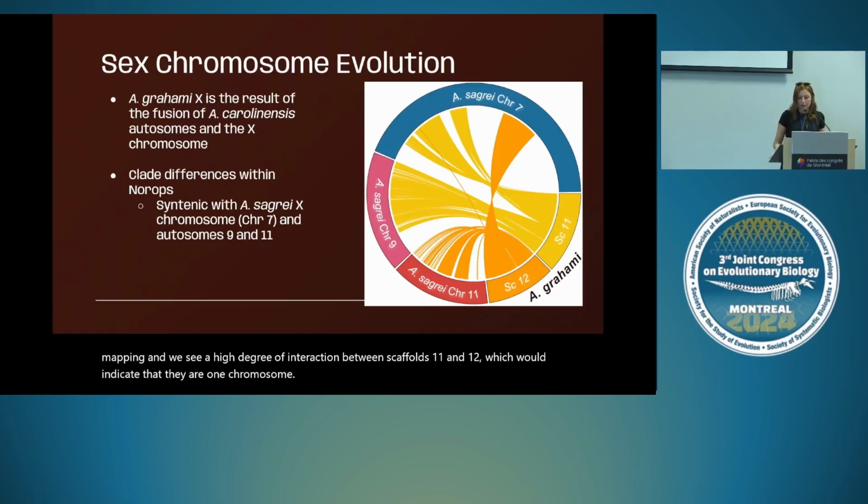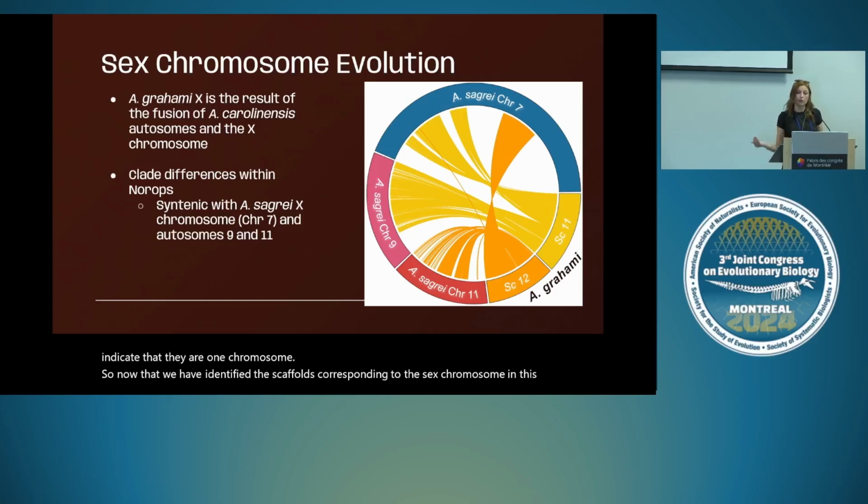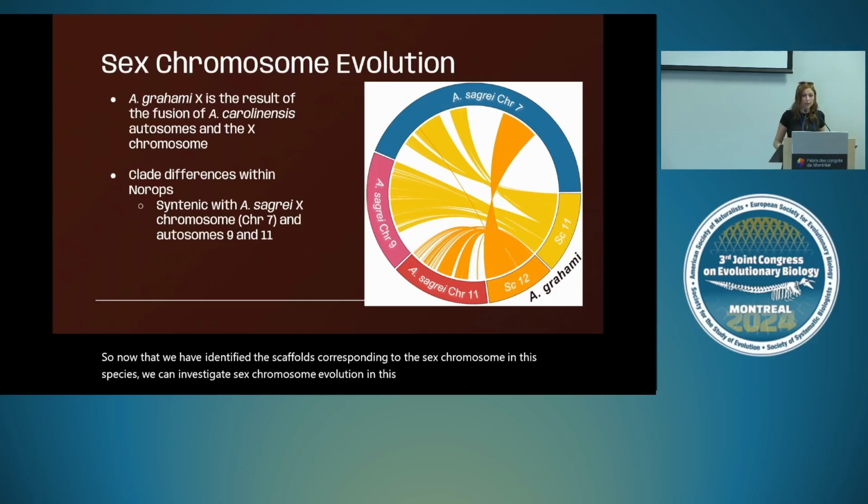So now that we have identified the scaffolds corresponding to the sex chromosome in this species, we can investigate sex chromosome evolution in this lineage. Anolis carolinensis is hypothesized to have retained the ancestral X chromosome of anoles, so it's conserved in this species. Unfortunately, I don't have a synteny plot of carolinensis and Grami to show you here today, but we do find that the Grami X chromosome is the result of a fusion between the ancient X and a couple of the carolinensis autosomes. We can look also at clade differences within Norops.